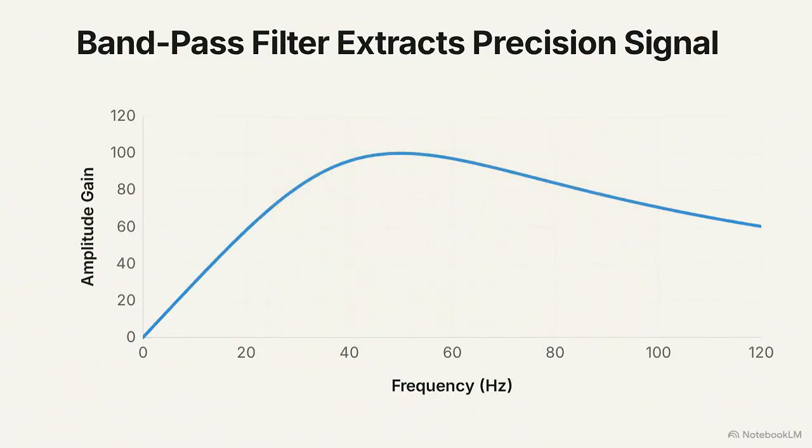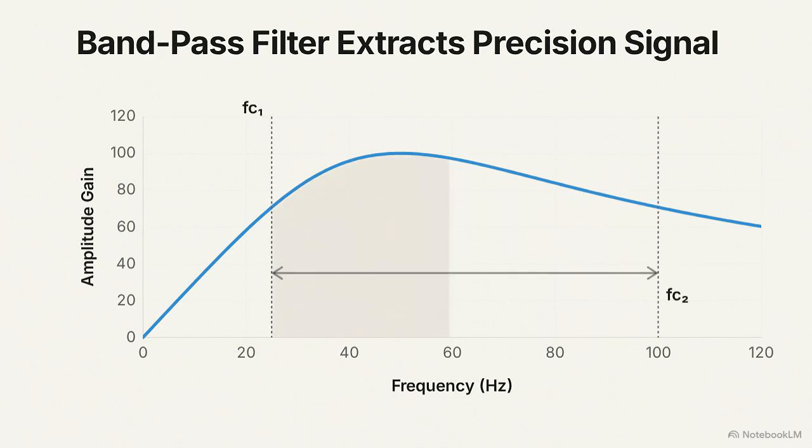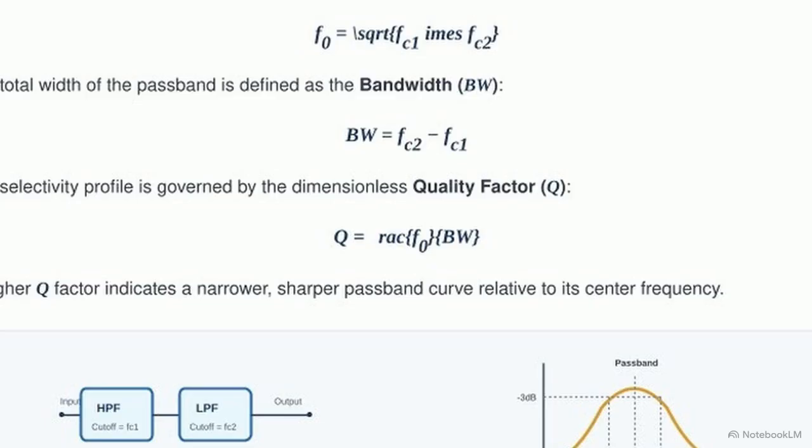To tune it, we calculate the center frequency, or F0, the exact geometric mean between our lower cutoff limit, FC1, and our upper cutoff limit, FC2. The mathematical distance from the lower to upper limit is your bandwidth. To measure bandwidth sharpness, engineers use the quality factor equation, Q equals center frequency divided by total bandwidth.